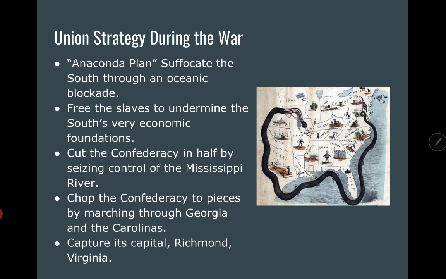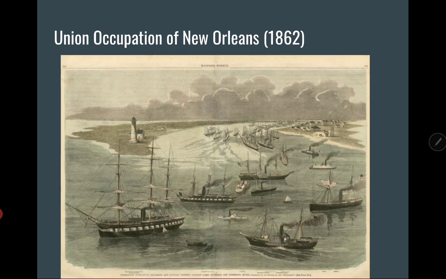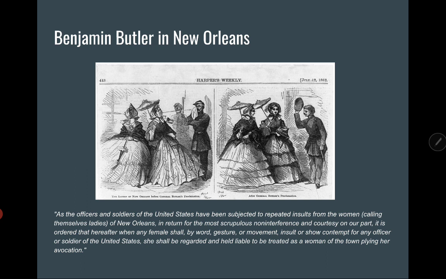The Union's advantage is also the Navy, whereas the South does not have a strong Navy. And so this blockade is going to be successful, which is one of the reasons why New Orleans is one of the first places to fall to the Union. Because if you control New Orleans, you control so much of the trade in the Confederacy. So the Union is going to control New Orleans from 1862. There's famous stories of the French Quarter, of Union troops being subjected to repeated insults from women in return.